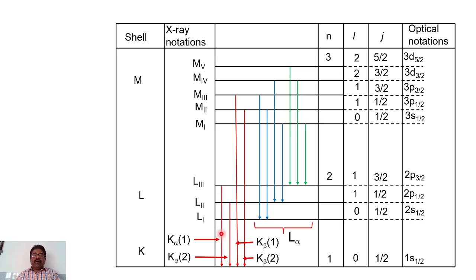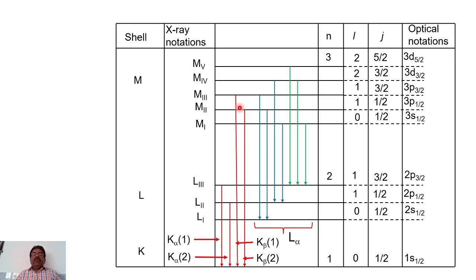For example, the transition from L third to the K shell is known as K alpha 1. It is represented by a characteristic X-ray line K alpha 1. The transition from L second to the K shell is represented by X-ray line K alpha 2. Obviously the energy involved for K alpha 1 is higher, so the wavelength is smaller, whereas for K alpha 2 energy is smaller, so wavelength is higher.